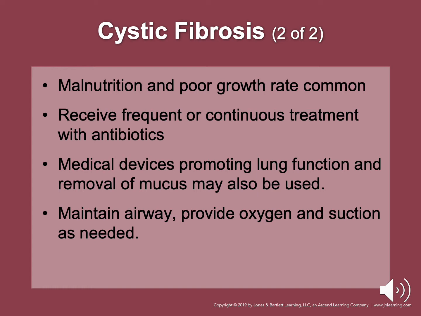Malnutrition and a poor growth rate are common, often causing death in childhood due to chronic pneumonia. Receive frequent or continuous treatment with antibiotics. Medical devices promoting lung function and removal of mucus may also be used. Maintain the airway, provide O2 and suction as needed. Humidified oxygen may help thin mucus and improve respiration.